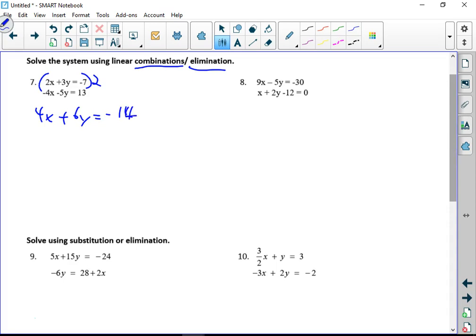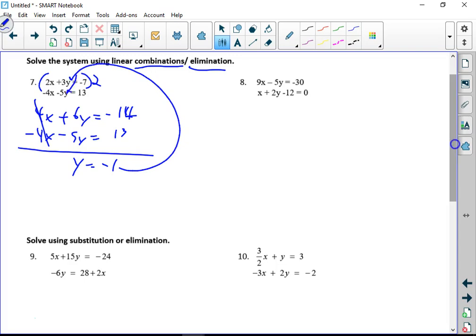Yes, that's important. And then I just drop this down underneath it. Negative 4x minus 5y equals 13. When I add them together, the x's go away. 6 minus 5 is 1y equals negative 1. At this point, I can plug this in here or here. It makes no difference. Okay?